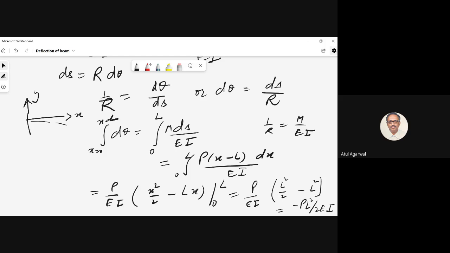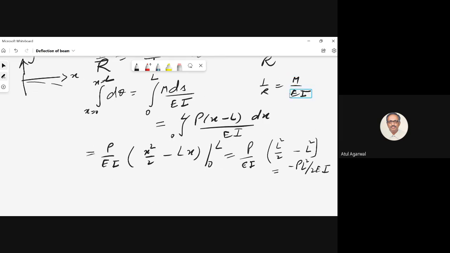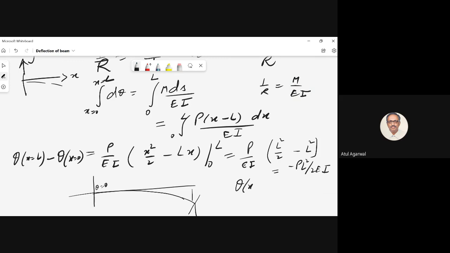So this is the rotation undergone by the beam due to bending from 0 to L. So it was θ at x equal to L minus θ at x equal to 0. Here you see θ is equal to 0, rotation is 0. So θ at x equal to 0 is our boundary condition. So θ at x equal to L is equal to minus PL square by 2EI.